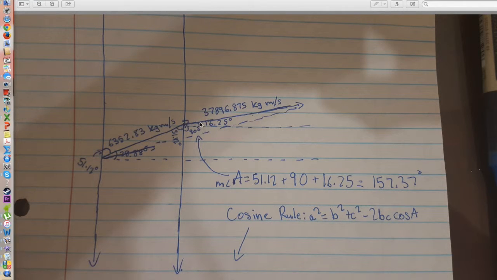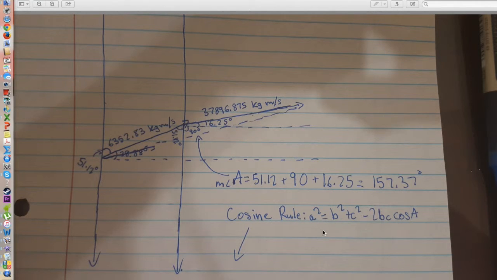And I realized that this is 16.25 degrees, and then I drew another dotted line and figured out this is 90 since it's the right angle. So by adding all these 3 degrees, I got the measure of angle A, which is 157.37 degrees. And next thing we have to do now is to find the length of A by using the cosine rule.